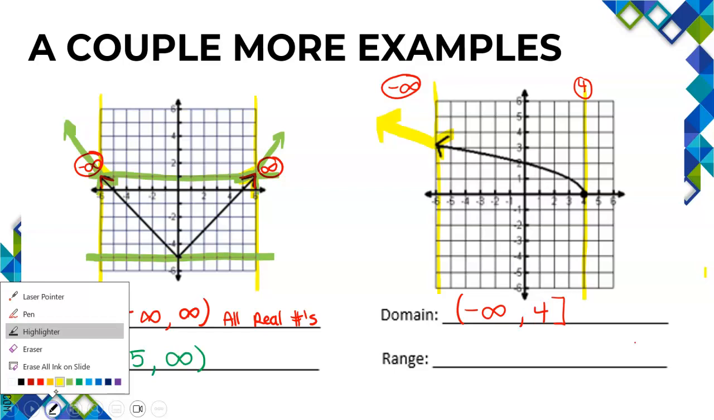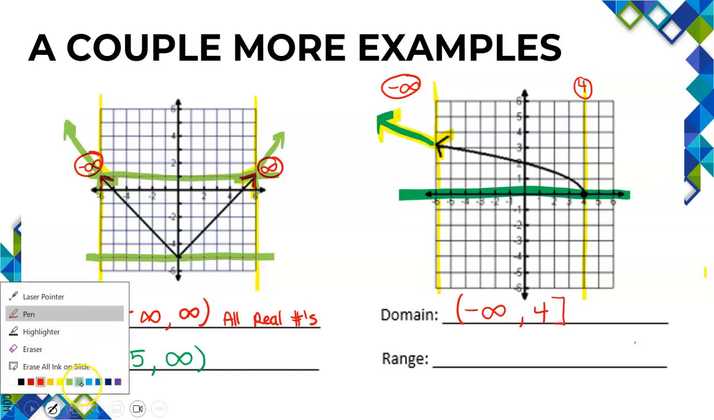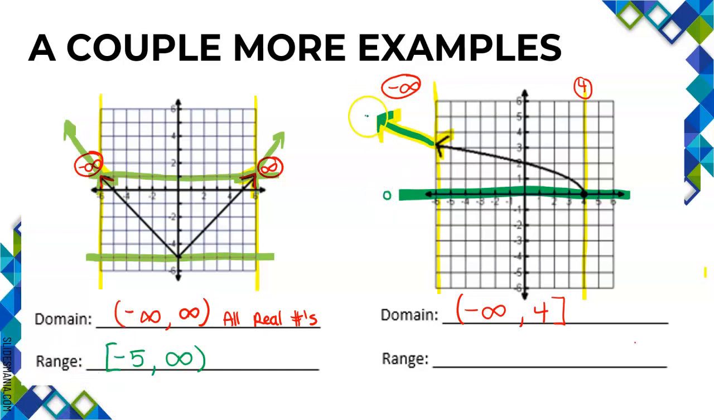Second example, or the range for this one, lowest we can go is that x-axis, which is 0, and the highest we can go, again, it doesn't stop, would be a positive infinity. So the lowest would be 0, the biggest would be infinity, so I would write 0, infinity. And there you have it.